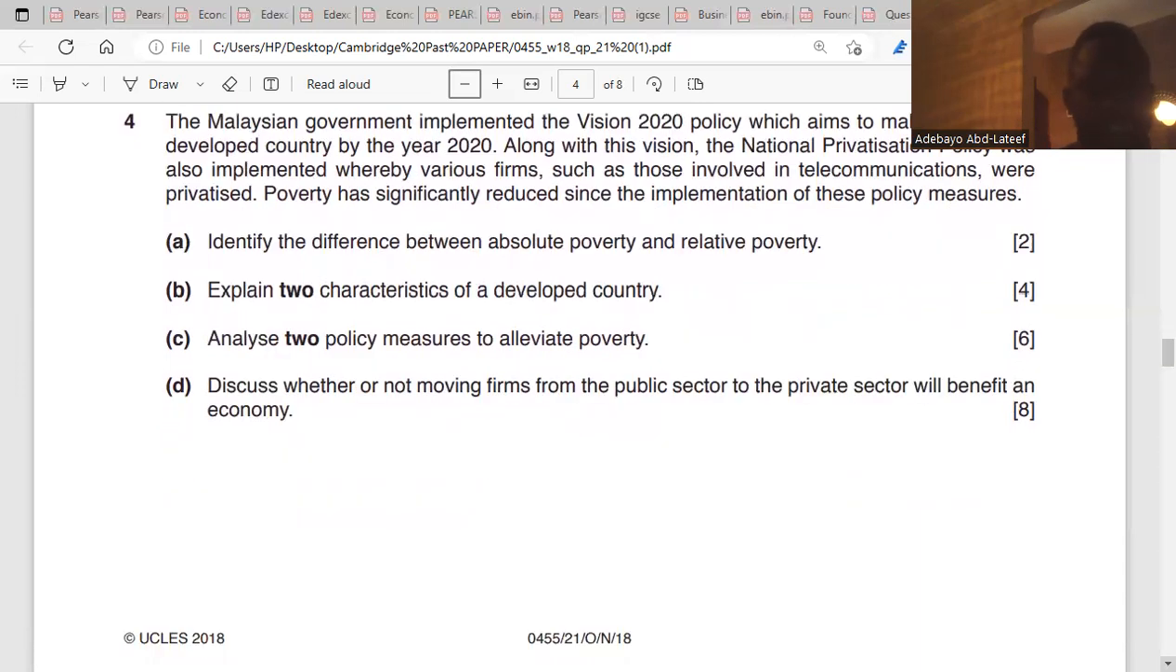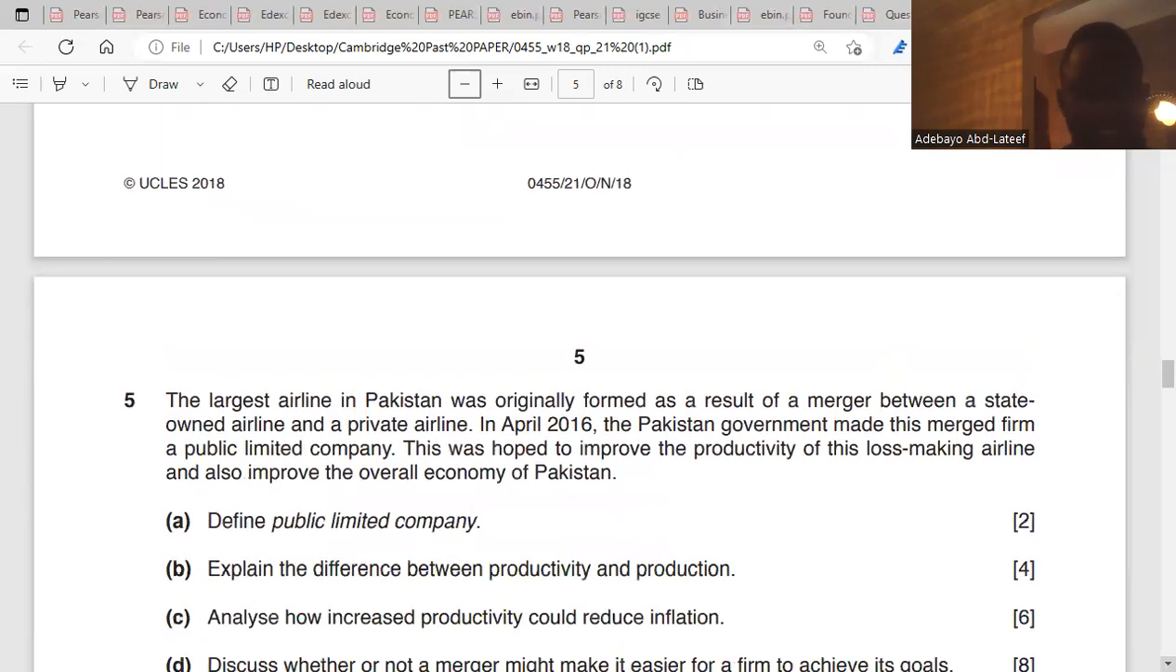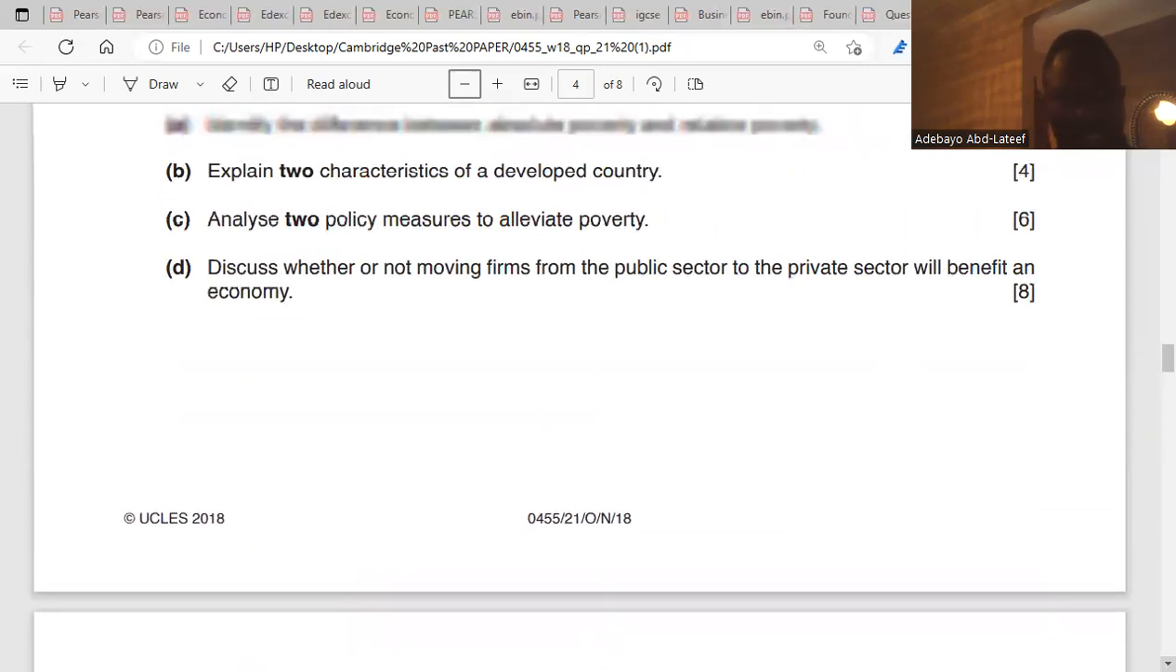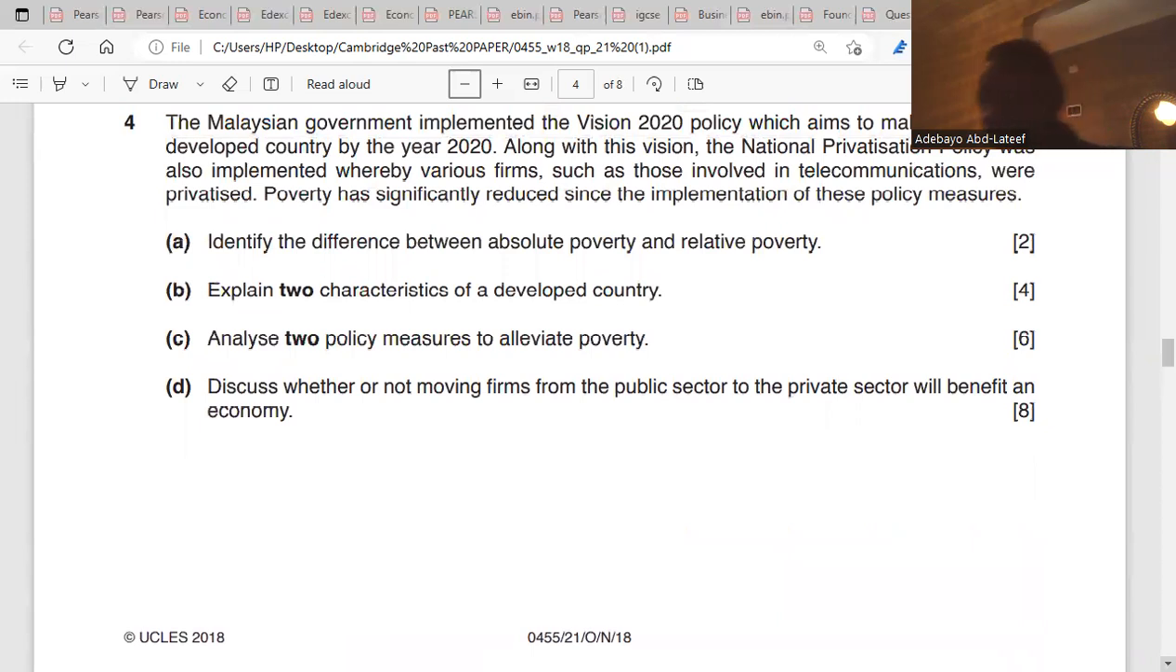Go to the last question now, 4D. Are you there with me, please? Are you here? D, read D for me. Discuss whether or not moving firms from the public sector to the private sector will benefit the economy.